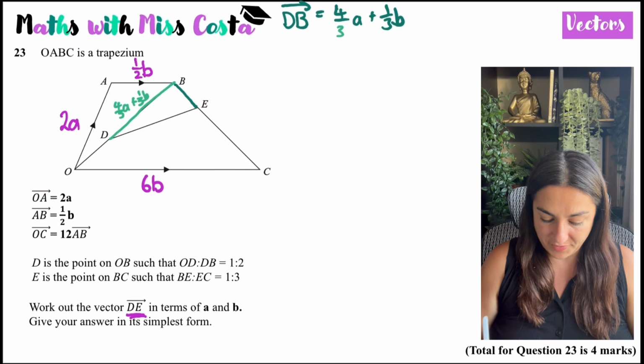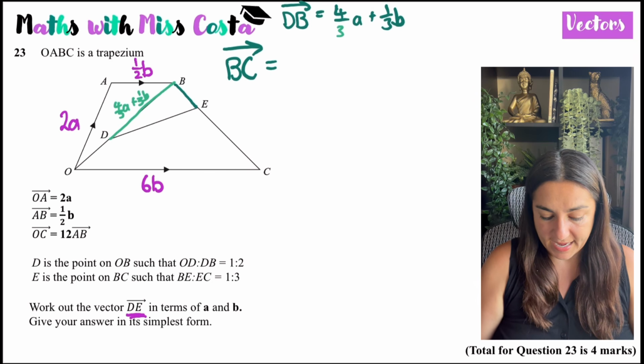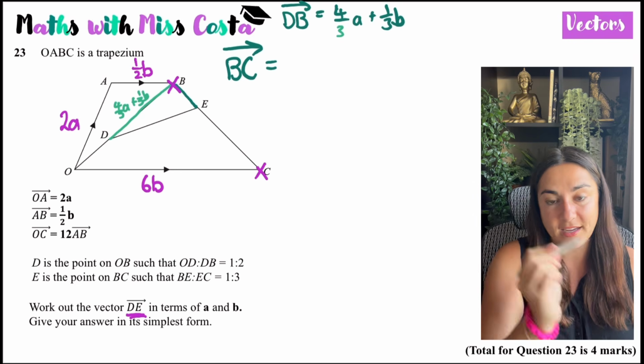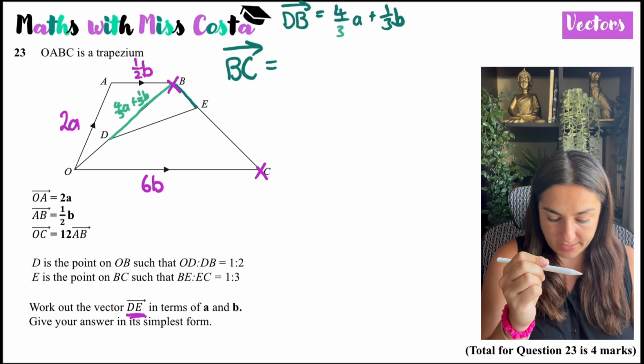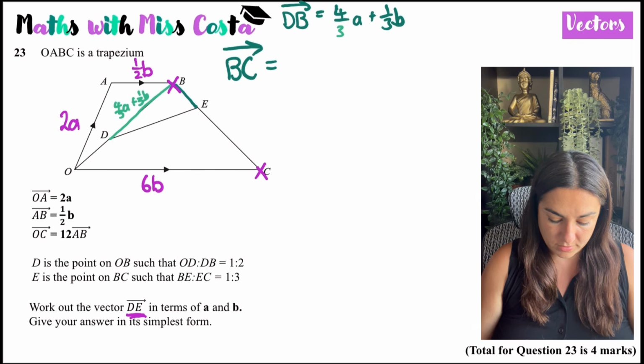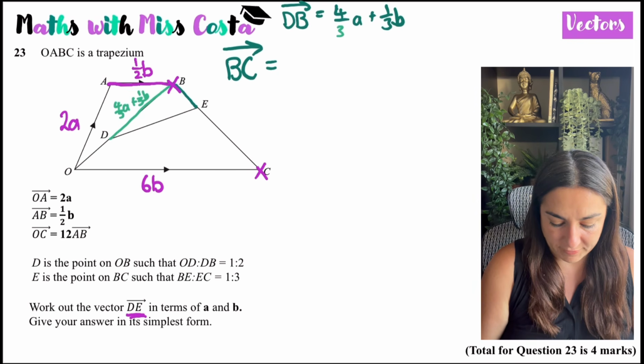So in order to do that, I'm going to need to work out what BC is and work from there. So BC, how can I get from B to C using the vectors that I've already figured out? I could actually use BO that I've already worked out, but it's going to be a lot easier if I just go along the routes that they've given me.